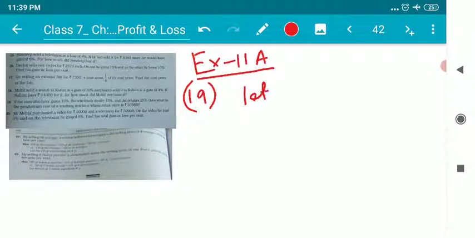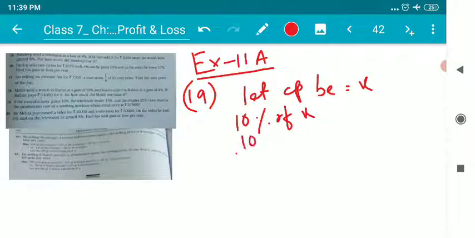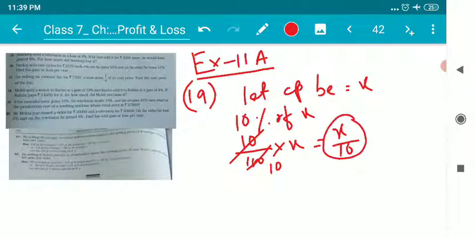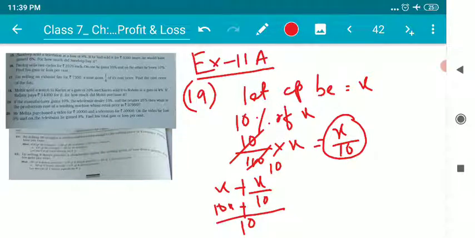Let the CP be equal to X. The manufacturer is gaining 10% of X. So 10% of X means 10 by 100 into X, cancelling, getting X by 10 rupees profit. So if this is the profit amount of the manufacturer, then the selling price will be X plus X by 10. If I calculate it, it will be 10x plus x, that is 11x by 10.